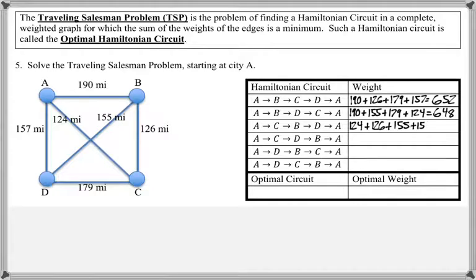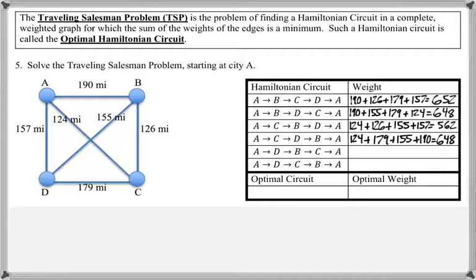The third route will be 124 plus 126 plus 155 plus 157, which is 562 miles. The fourth route is 124 plus 179 plus 155 plus 190, and that is 648. So as you can see, the fourth route is the same distance as the second route. They're just opposite directions.